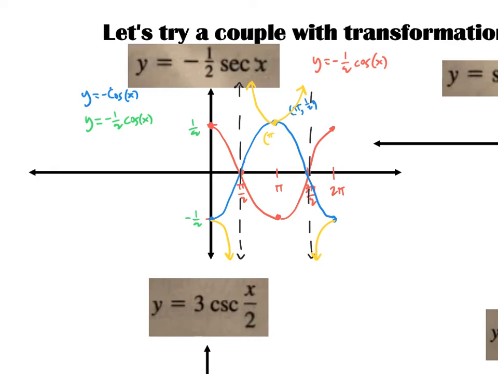This is the point, again, pi, 1/2. This point right here will be the point 2 pi, negative 1/2. And this point right here is the point 0 comma negative 1/2. And there's the graph of negative 1/2 secant x.